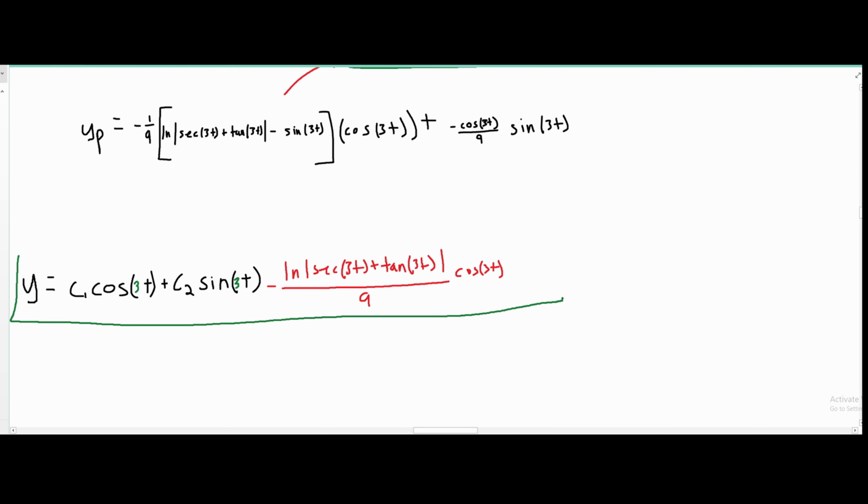Y is equal to c1 cosine of 3t plus c2 sine of 3t minus ln secant 3t plus tangent of 3t in absolute values, divided by 9 times cosine of 3t.